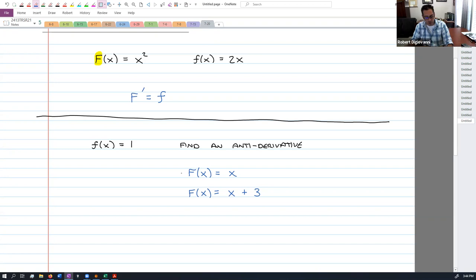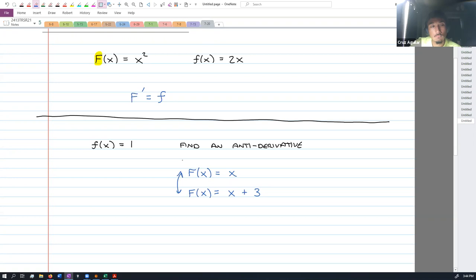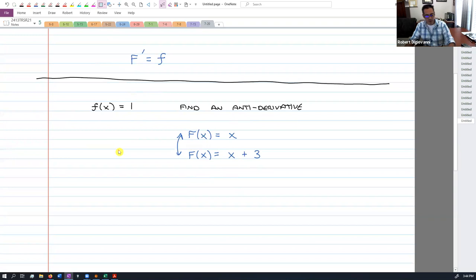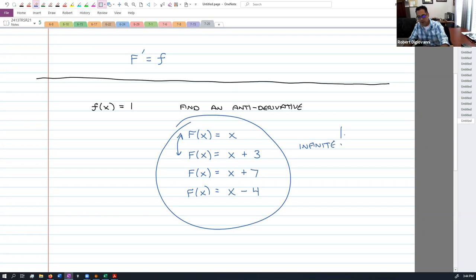Now, these two are not the same functions. Keep in mind, those aren't the same. Those are both antiderivatives, though, because when you take the derivative of both of them, you get one. And Cruz, you could keep going now, right? I could just keep asking you for the rest of your life to keep giving me antiderivatives, and all you have to do is keep on tacking numbers on. You never run out of functions. There's an infinite number of these. So could you just write this? Infinite number of antiderivatives.